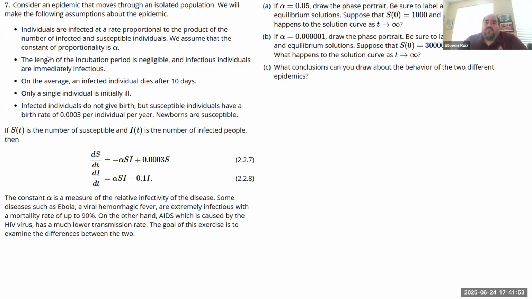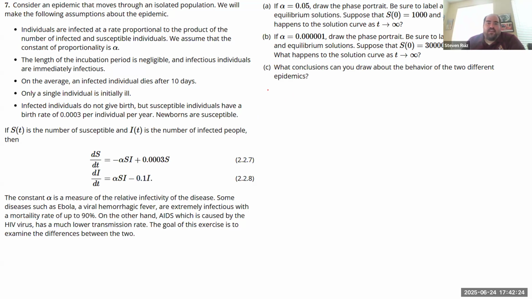If alpha equals 0.05, draw the phase portrait. Be sure to label all nullclines and equilibrium solutions. Let's, by hand, figure out where the nullclines and equilibria will be, because I think picking them up from the Wolfram phase portrait is going to be a little bit cryptic. It's kind of the luck of the draw where it draws your vectors.